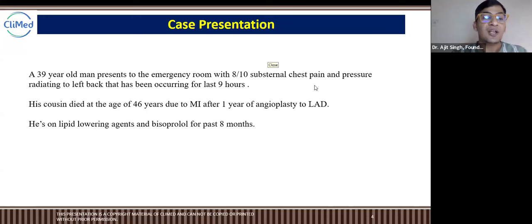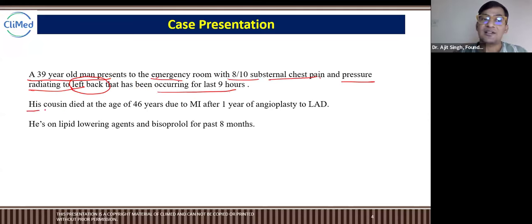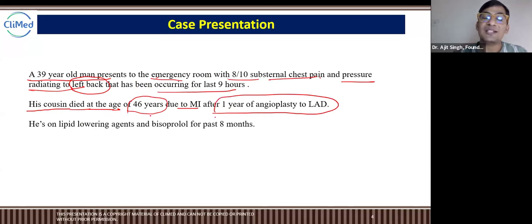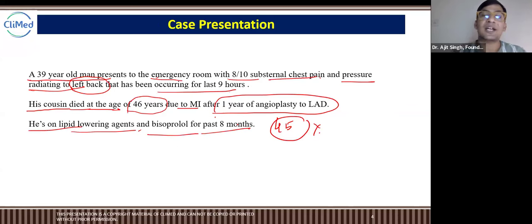Okay, guys, let's start. There is a case of a very young man, a 39-year-old young man, who presented to the emergency room with 8 out of 10 substernal chest pain and pressure radiating to the left back, that has been occurring for the last 9 hours. Guys, every sentence is relevant here. His cousin died at the age of 46 due to myocardial infarction, after 1 year of angioplasty to LAD. Meaning his cousin got MI at the age of 45. Now he is on lipid-lowering agents and bisoprolol for the past 8 months.